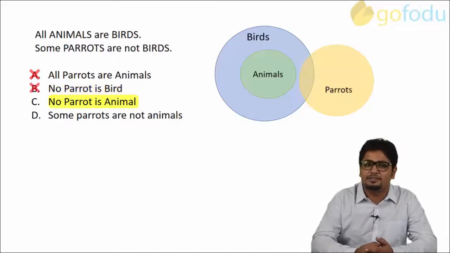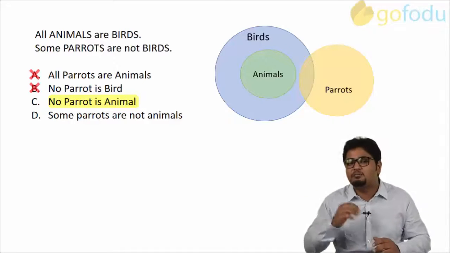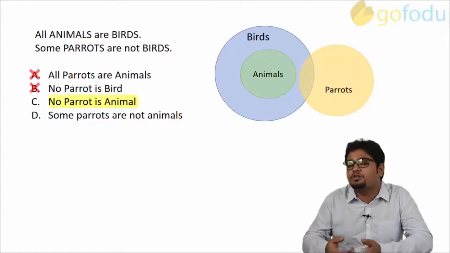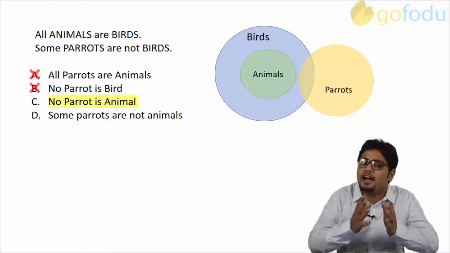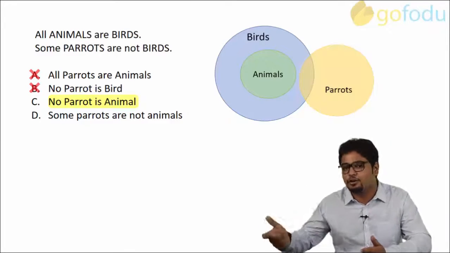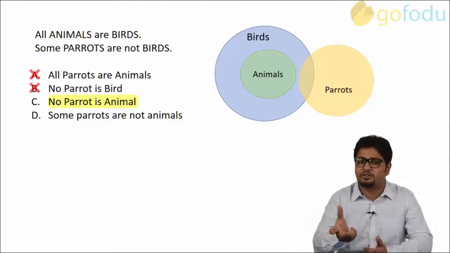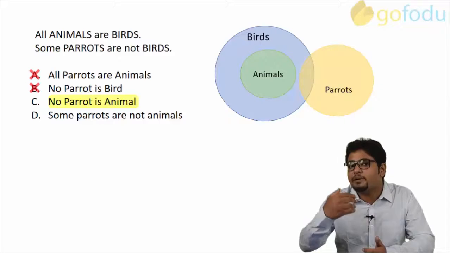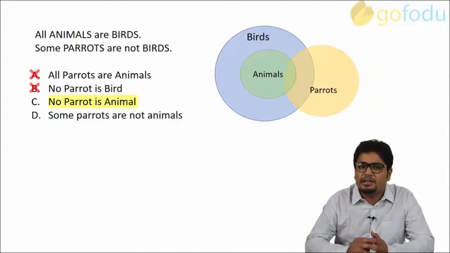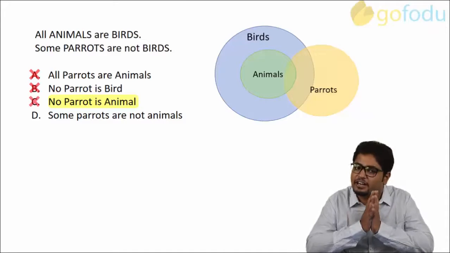Now, third one. No parrot is animal. Similar to the second part, here also it seems to be alright, but because of its negative nature, we will have to check for the other possibilities as well. Just like we did for the second conclusion, this time a little bigger intersection. Moderate overlapping in this case will be somewhat like this. Here one can easily say that this conclusion is also definitely not true.